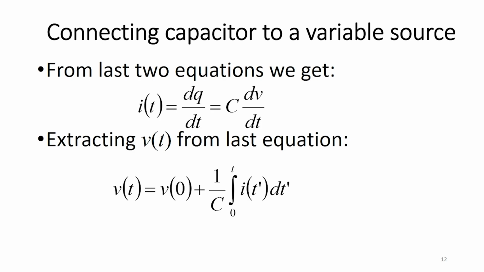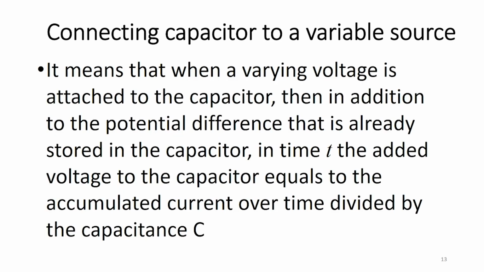From the last two equations, we get i(t) = dq/dt = C times dv/dt. Extracting v(t) from the last equation, we get v(t) = v(0) + 1/C times the integral from 0 to t of i(t') dt'. It means that when a varying voltage is attached to a capacitor, then in addition to the potential difference that is already stored in the capacitor, in time t the added voltage of the capacitor equals the accumulated current over time divided by the capacitance C.